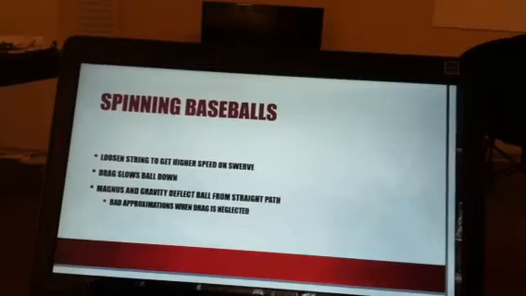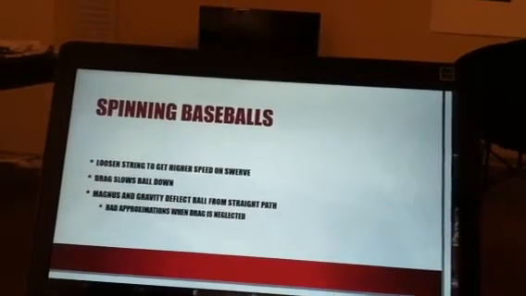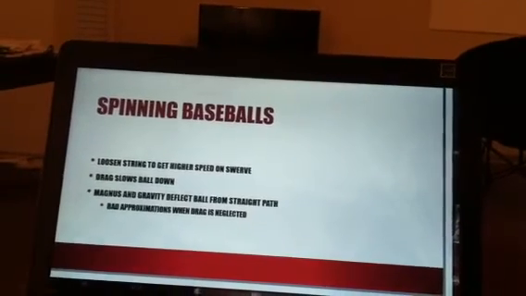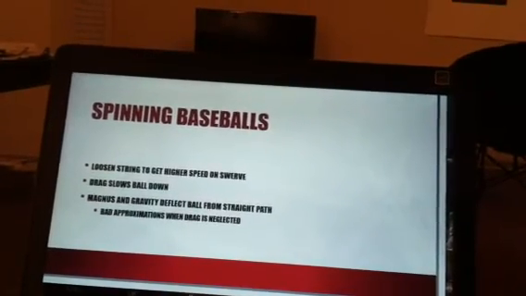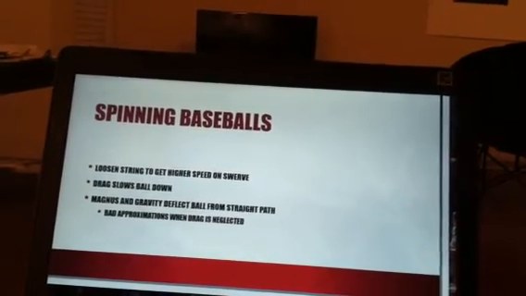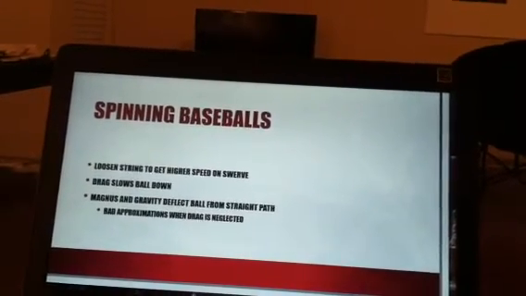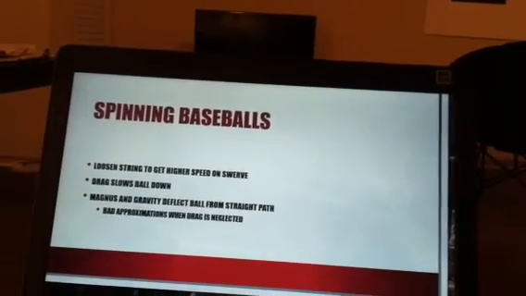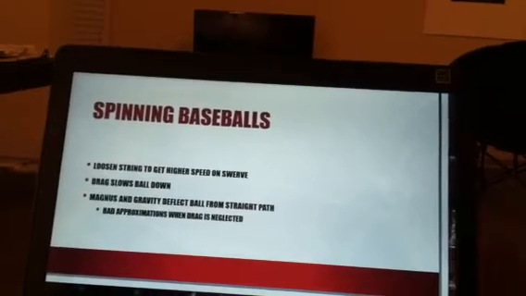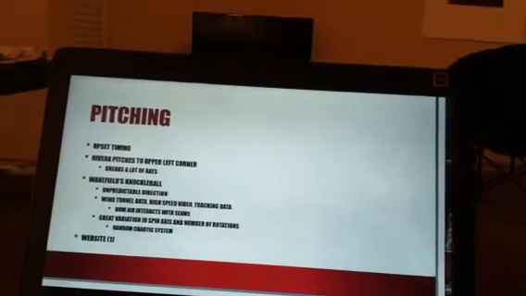Spinning baseballs. You can loosen the string to get a higher speed on swerve, and drag slows the ball down. The magnus force and gravity deflect the ball from the straight path, and bad approximations occur when drag is neglected because it has such a great impact on the traveling straight lines of the ball.